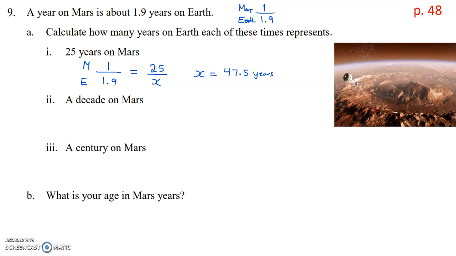For number 2, a decade on Mars. A decade is 10 years. So we can keep with the same proportion. So 1 year on Mars, I'm just going to keep labeling it so I get this straight for myself, is 1.9 years on Earth. So a decade on Mars would be 10 years is equal to X number on Earth. And I will cross multiply 1.9 times 10 divided by 1, which won't change the number. So X is equal to 19 years.